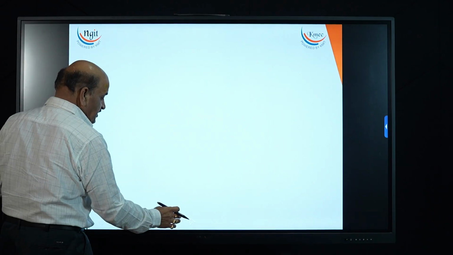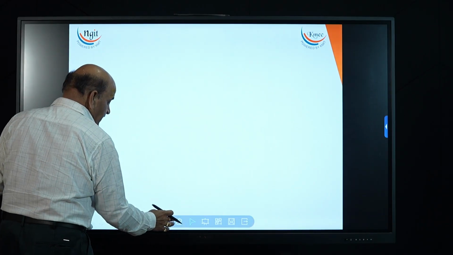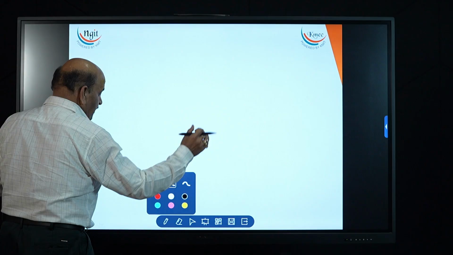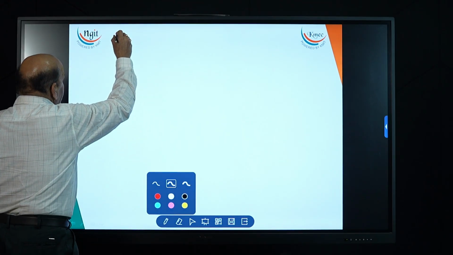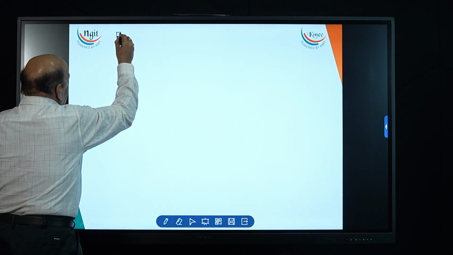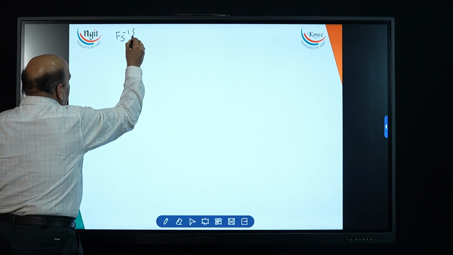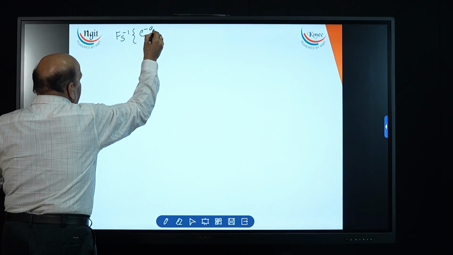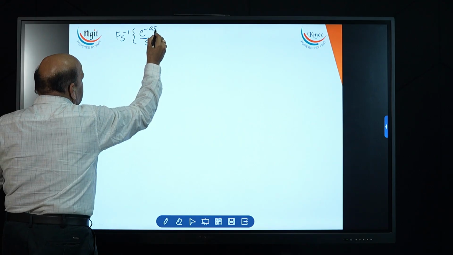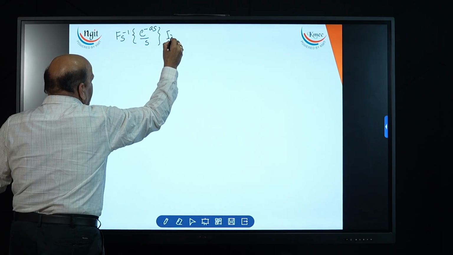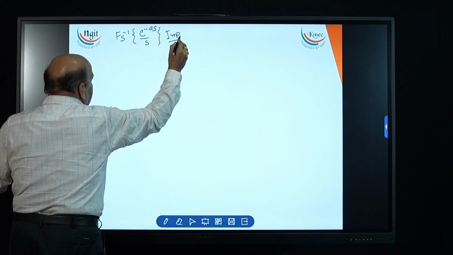Now here in this session, we are going to find the Fourier sine transformation of e power minus as by s. These kinds of problems are very important to observe.